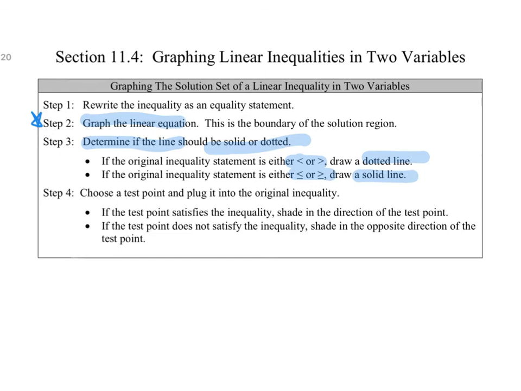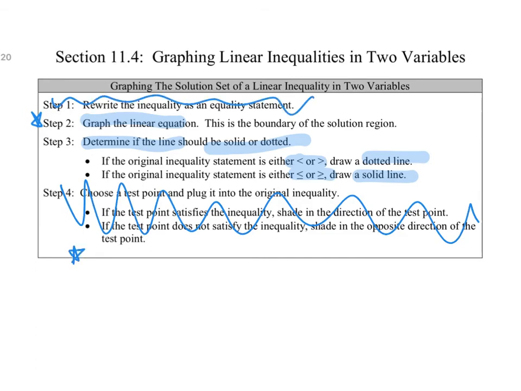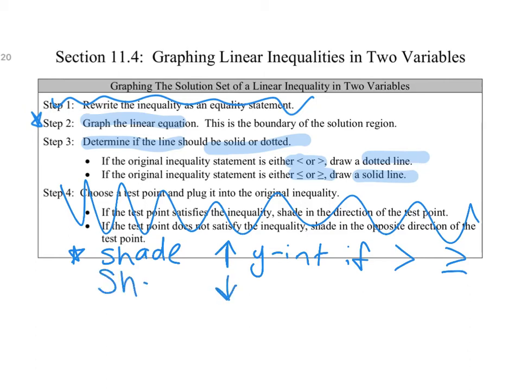And then I don't do this fourth step either with choosing a test point. So I'm going to change the way that's written. So we're not even really worried about this first step either. So graph the line, determine if it's solid or dashed, then shade above the y-intercept if it's greater than or equal to, and shade below the y-intercept if it's less than or equal to. So always choose which side to shade based on where your y-intercept is and whether you need to go above it or below it.